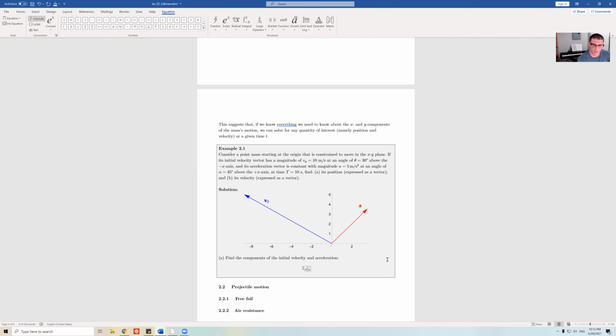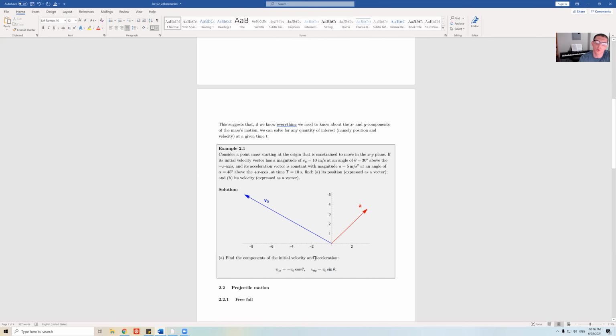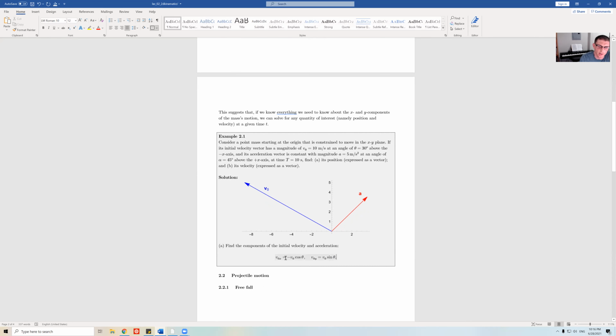So v initial x is given by negative v naught cosine theta, and v initial y is given by, sorry, v naught sine theta. Okay, and I want to draw your attention to the fact that I've written a negative sign here, right? And this is because this vector lives in the second quadrant, where its x component should be negative.